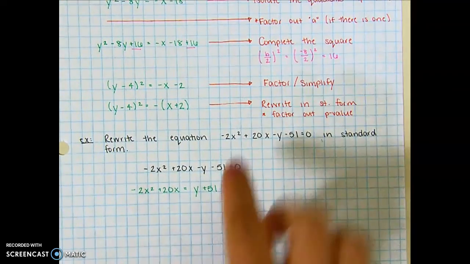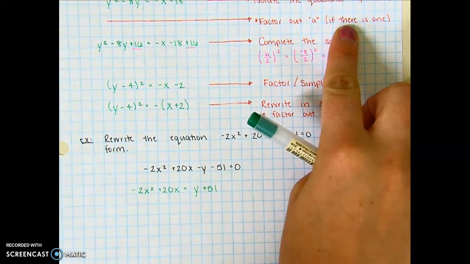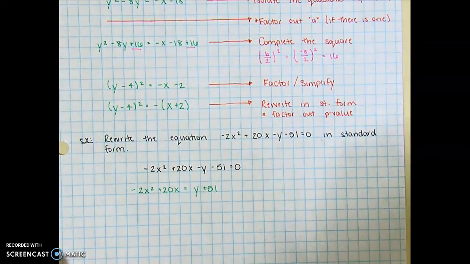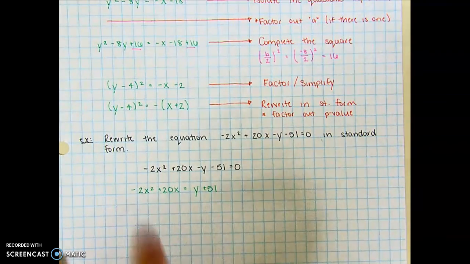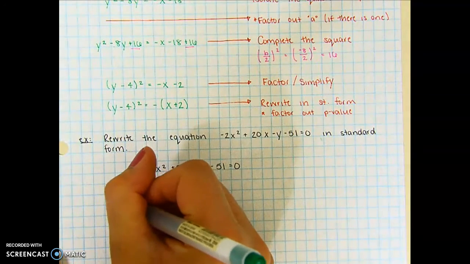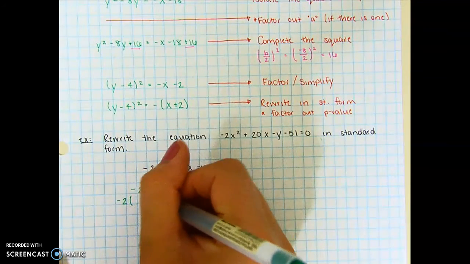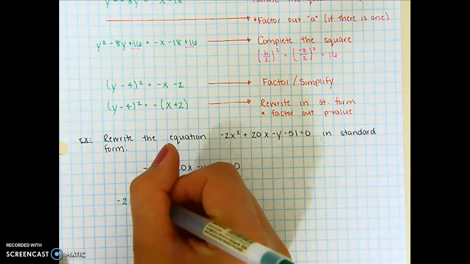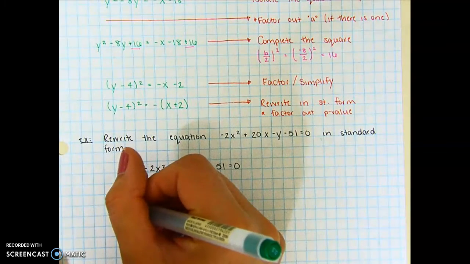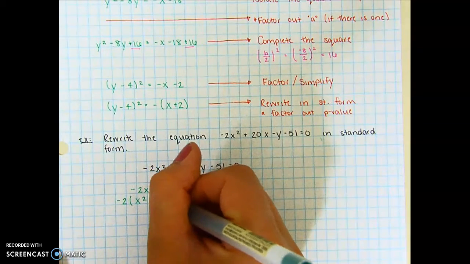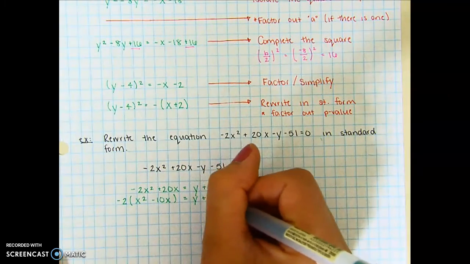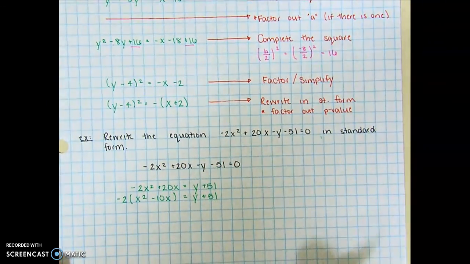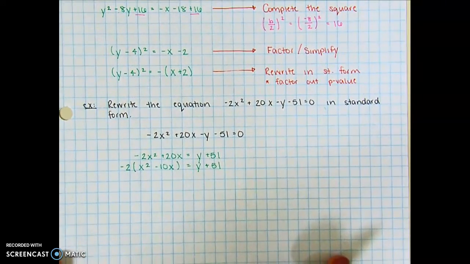Now this is the part that's different. We need to factor out the a value if there is one. This is not greatest common factor. This is whatever a is. So because a is negative 2, we need to factor out negative 2. So negative 2x squared divided by negative 2 is x squared. 20 divided by negative 2 is negative 10x. And the right side stays as is.